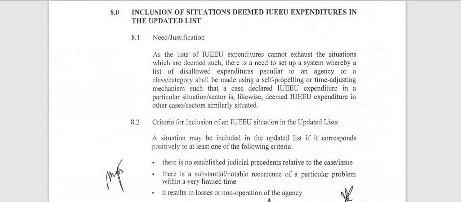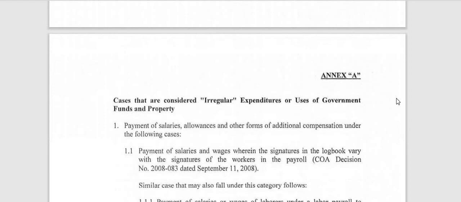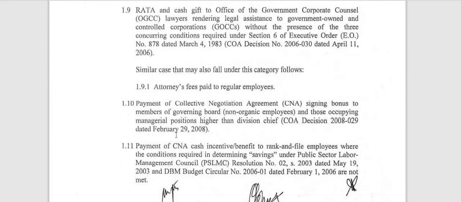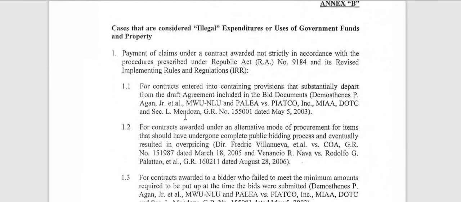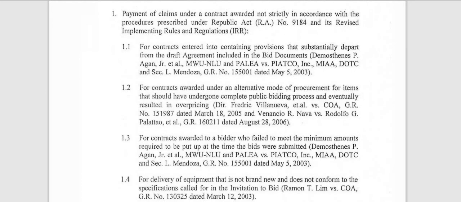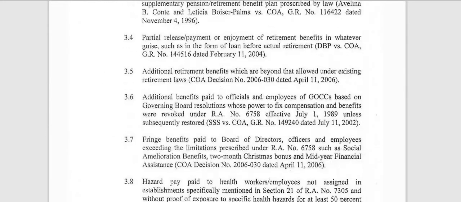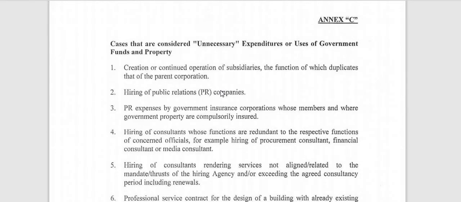Let me go directly to the samples. We have Annex A, cases that we can consider as irregular expenditure. There are examples until we reach Annex B, still illegal expenditures, which are still irregular. These are the examples of what can be considered as such. Another is Annex C.